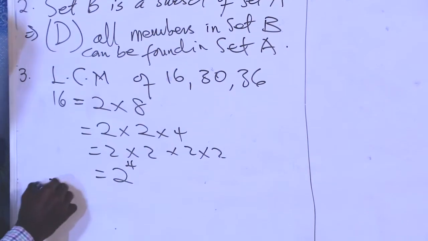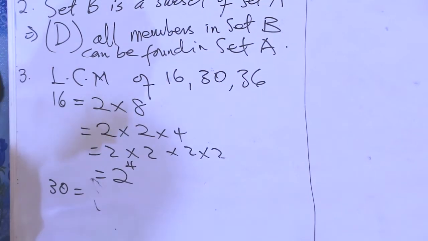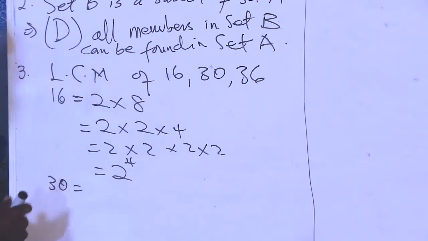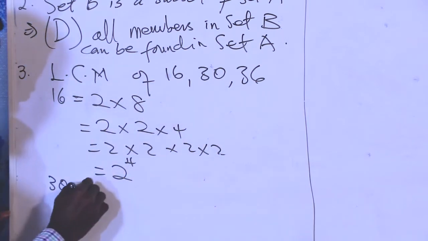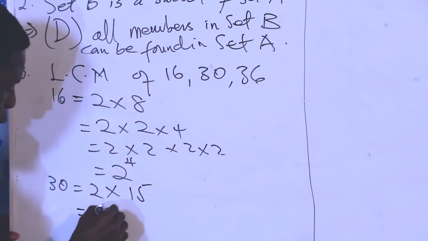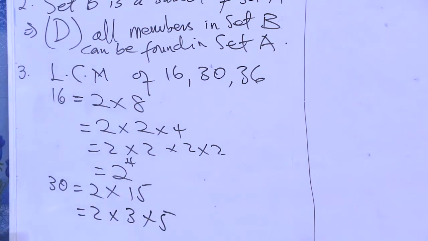Then you look at the same thing, the product of primes for 30. The first prime number to divide 30, you can use 2, you can use 3, whichever one works for you. So 2 times 15 is 30. All right? And then 15 is composite. 15 is 3 times 5. So this is the product of primes for 30.